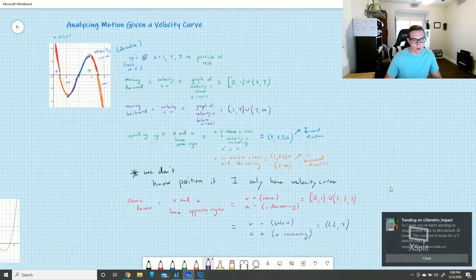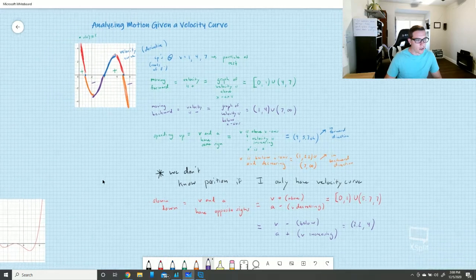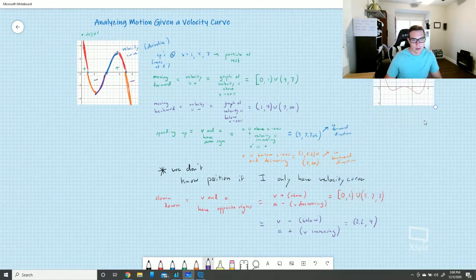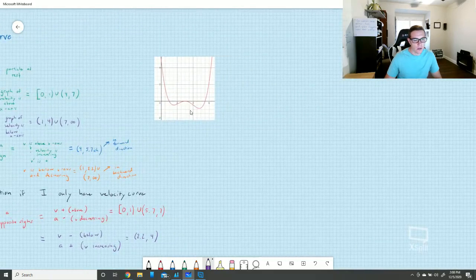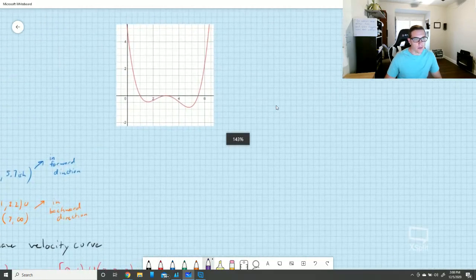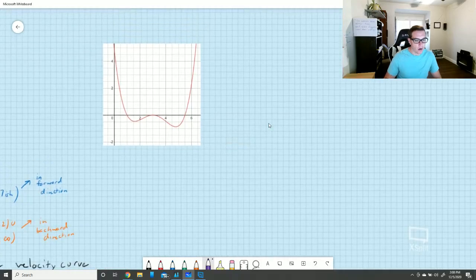Let's do one more. So here's my other one. See if we can do all the same stuff. So can we talk about where the particle is stopped? So when is the particle at rest? So again, this is a velocity curve.